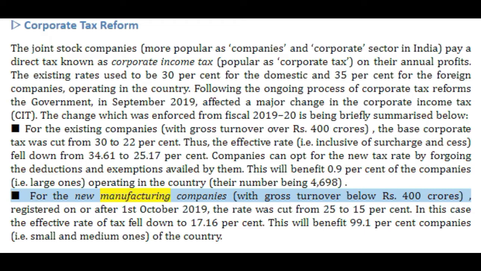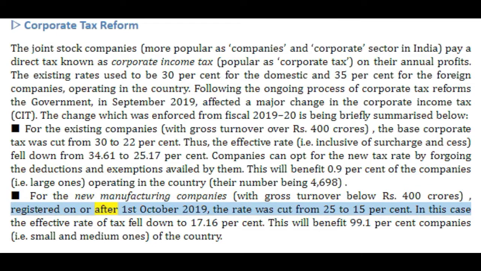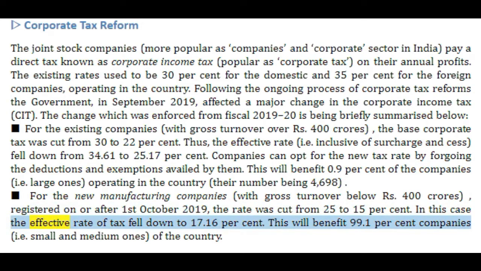For the new manufacturing companies, with gross turnover below 400 crores rupees, registered on or after 1st October 2019, the rate was cut from 25 to 15%. In this case, the effective rate of tax fell down to 17.16%. This will benefit 99.1% companies, i.e. small and medium ones, of the country.